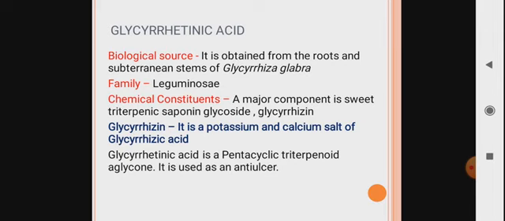Biological source: it is obtained from the roots and subterranean stems of Glycyrrhiza glabra, belonging to family Leguminosae. Chemical constituents: a major constituent is a sweet triterpenic saponin glycoside, that is glycyrrhizin. Glycyrrhizin is a potassium and calcium salt of glycyrrhizinic acid, which is also known as glycyrrhetinic acid. Glycyrrhetinic acid is a pentacyclic triterpenoid glycone. It is used as an anti-ulcer.